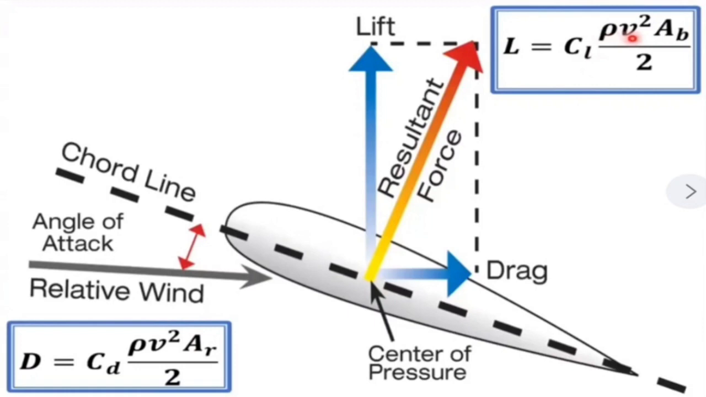It is important to note that the lift and drag coefficients are dimensionless values that depend on the geometry and characteristics of the airfoil or the blade section. These coefficients are typically obtained through wind tunnel testing or computational simulations for specific airfoil shapes.